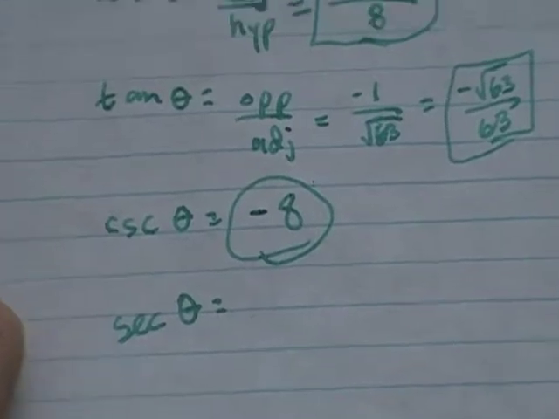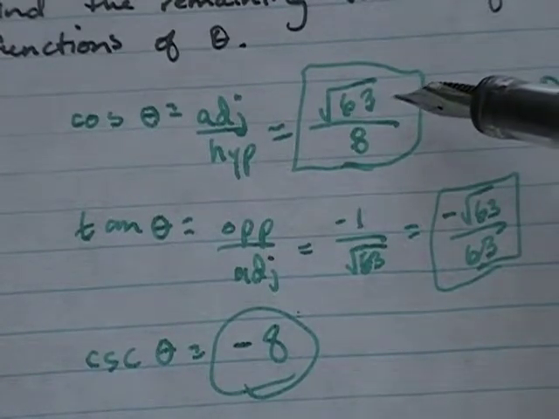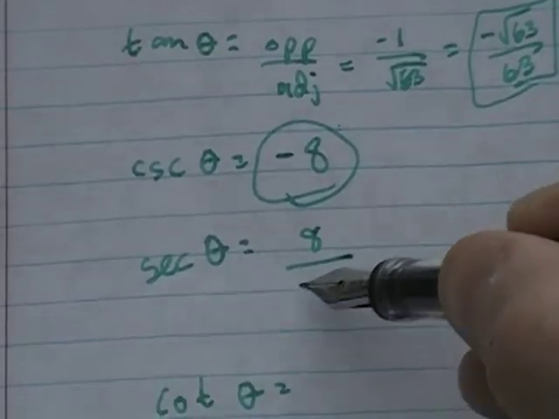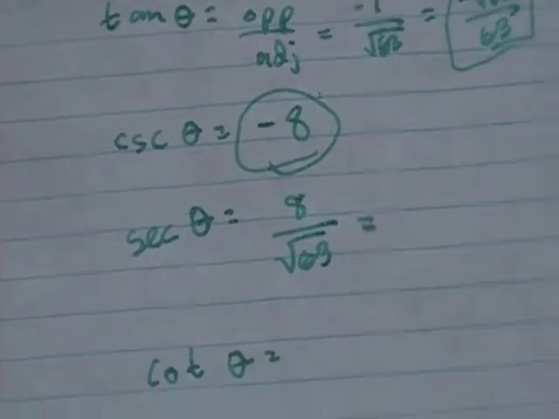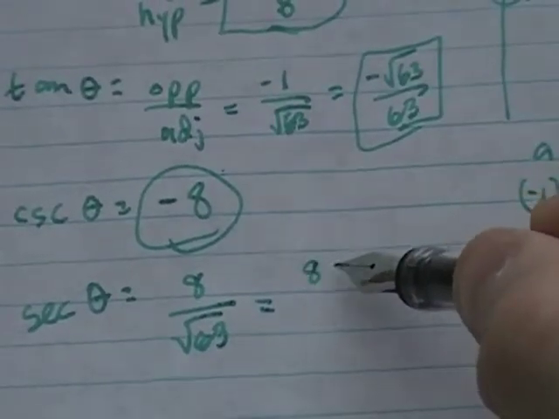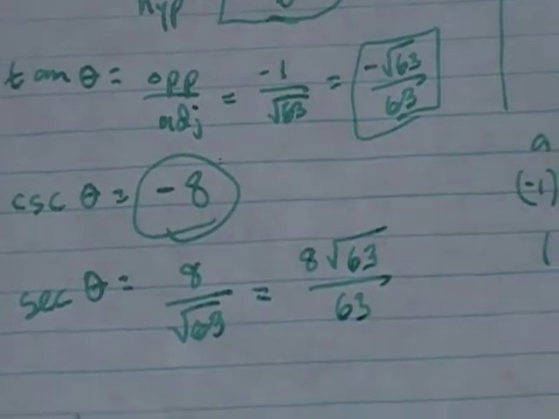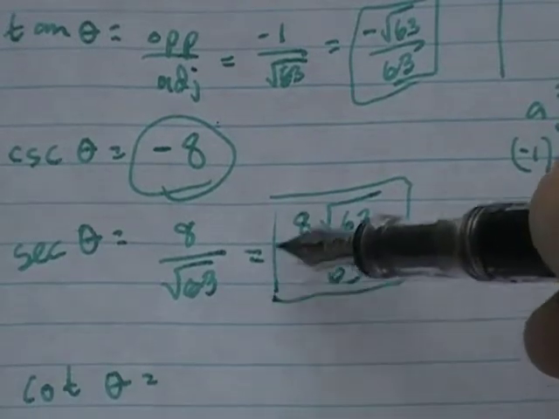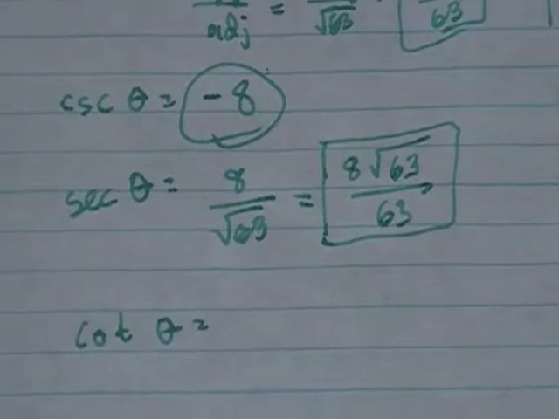Okay. Secant is the reciprocal of cosine. Well, cosine, you've already got. It's right here. So flip this. What do you get? You get 8 over root 63. Of course, you need to rationalize that. So what do you get? You get 8 root 63 over 63. So there's your answer for secant. And in a second, I'm going to show you how to check these on a calculator, which is really cool.